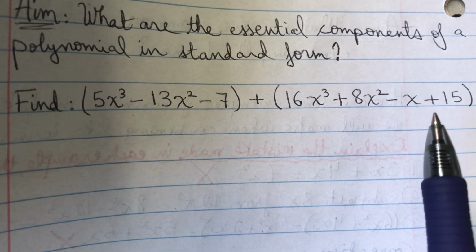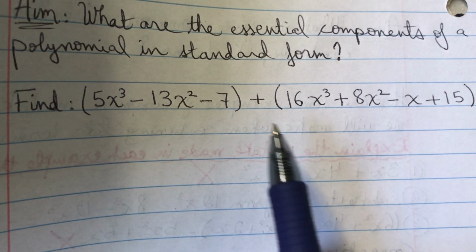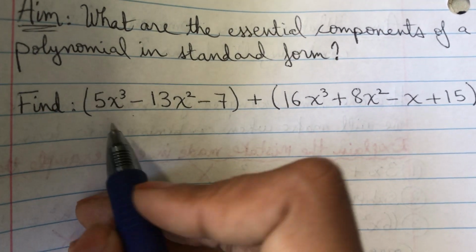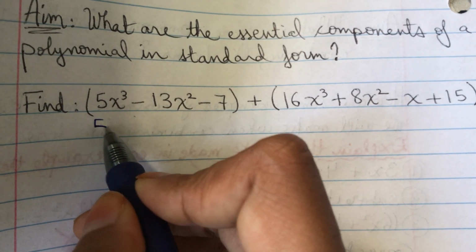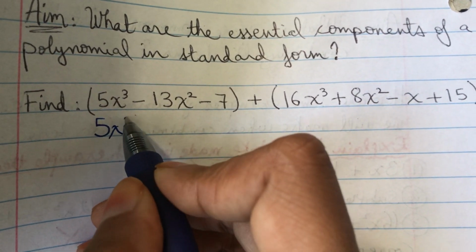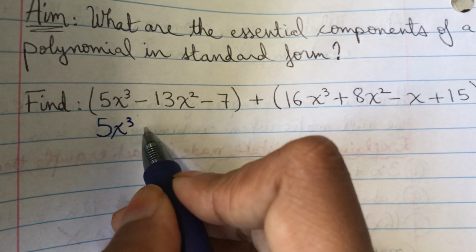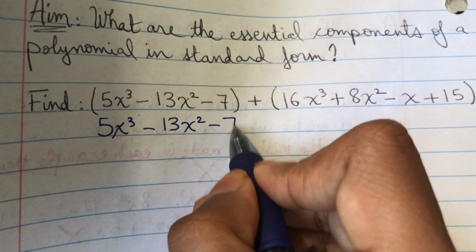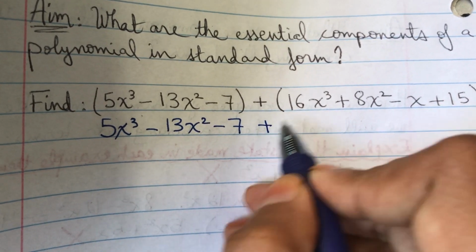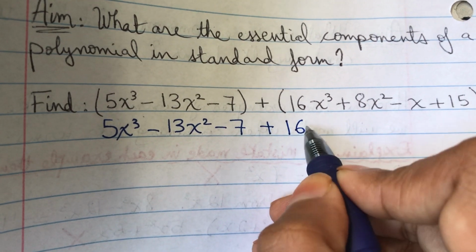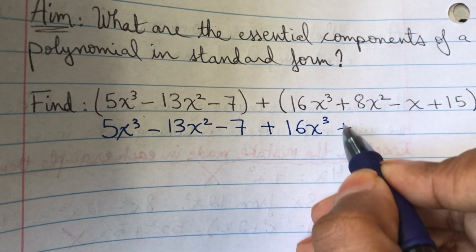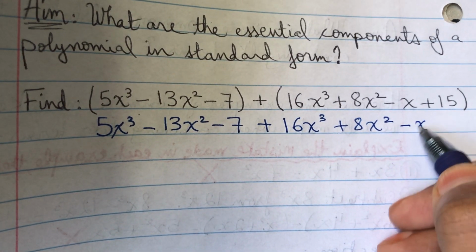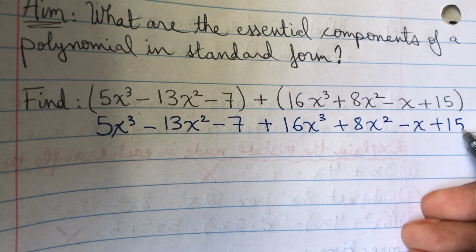So step 1 would be remove the parentheses. I see a plus sign. We're adding, so we don't need to worry about this sign. So let's go ahead. I'm going to rewrite this as it is. 5x cubed minus 13x squared minus 7 plus, I have a 16x cubed here, plus 8x squared minus x plus 15.